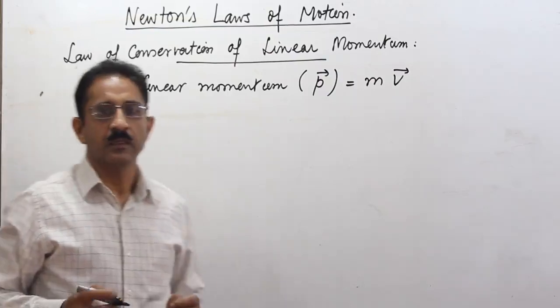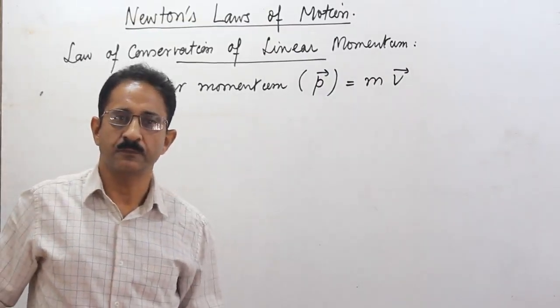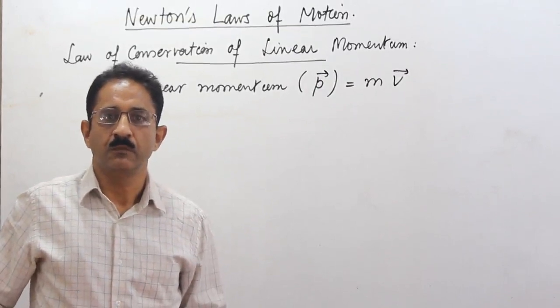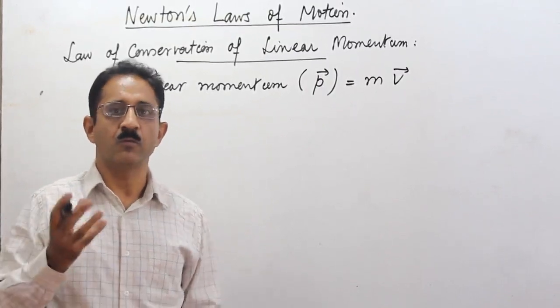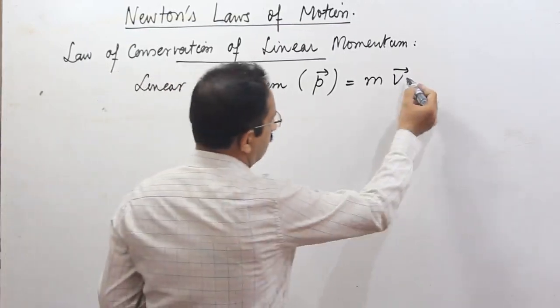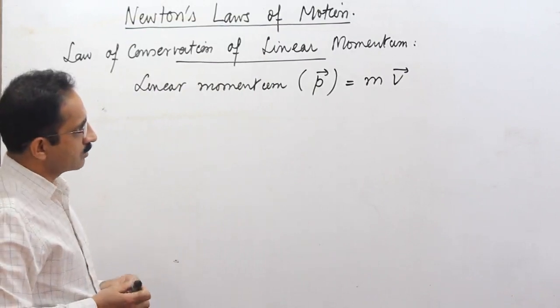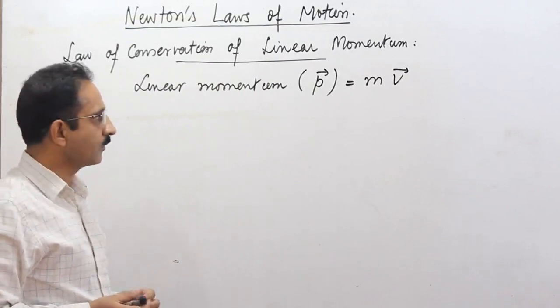ये असल में क्या करता है कि it is representative of the quantity of motion in a system. A body which is in motion, उसमें amount of motion को अगर हम measure करने की कोशिश करें तो उसका index ये quantity है which we call its linear momentum, उसकी mass और velocity का product.